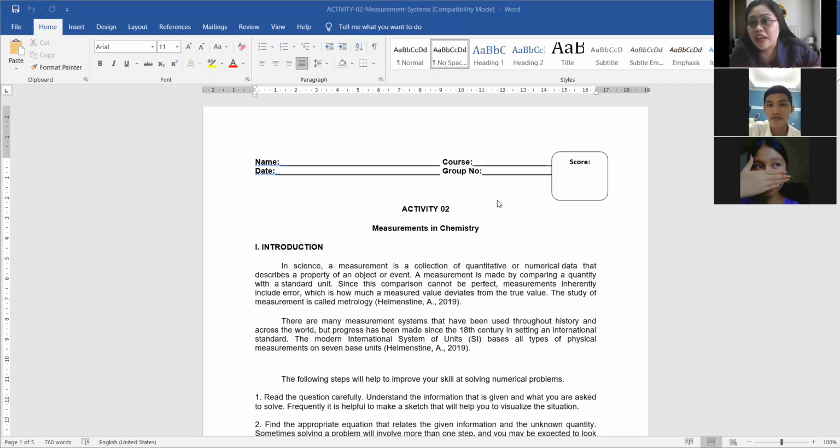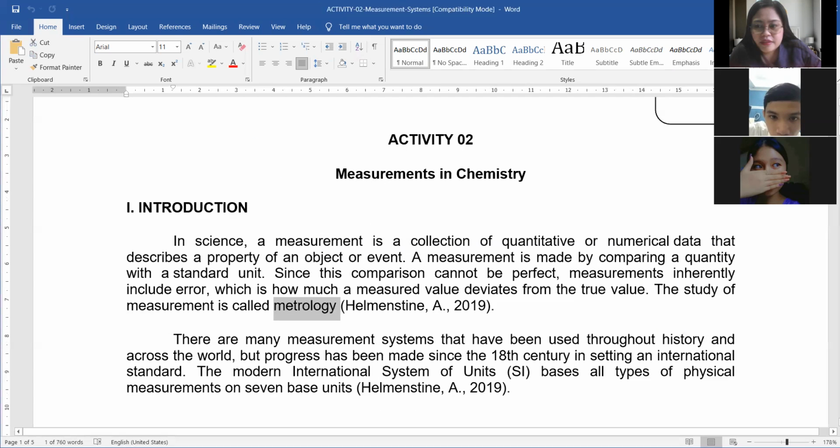And the study of this measurement is called metrology. So I hope you can see. It's a screen. Let me make it bigger. There. So this is the study of measurement. We call it metrology.